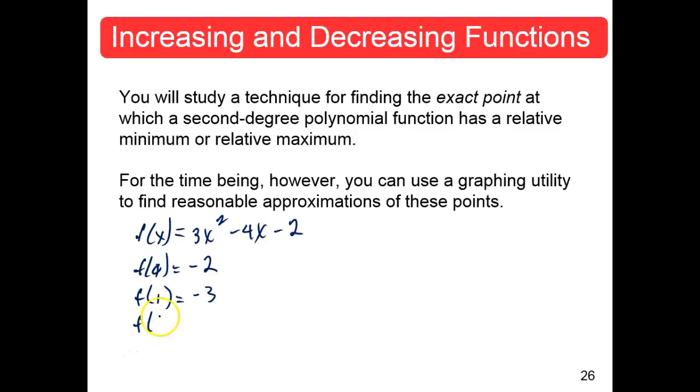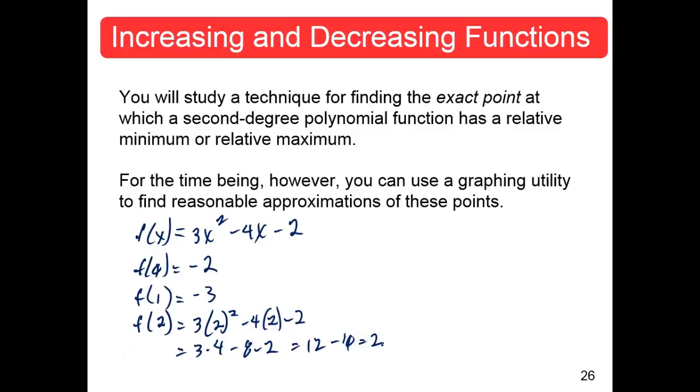F of 2. Why not? That one's going to be a little more work, but not too bad. That's going to be 3 times 2 squared minus 4 times 2 minus 2. Everybody knows how to do that, right? I'm doing too much talking now. We're running out of time. What does this become? 3 times 4 minus 8 minus 2. That would be 12 minus 10 equals 2.